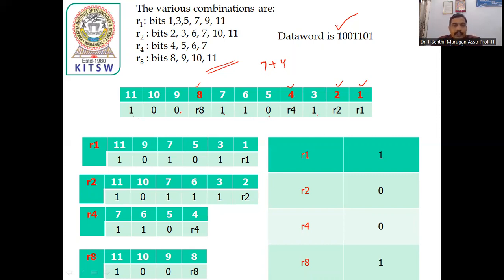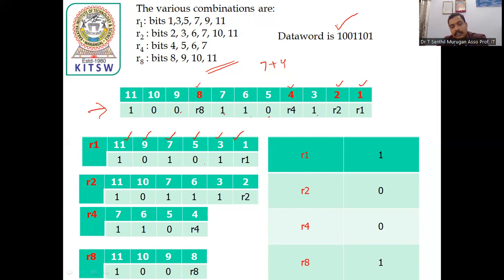After identifying this, we have to find what the R1 value is. So now we know the positions: 1, 3, 5, 7, 9, 11. We know these position values, whatever values are in this table, I have filled in. That one R1 is there. Okay, so if I give 1, I will get what value? You have to identify the XOR of the values 1, 0, 1, 0, 1. How many ones are there? 3 ones are there.